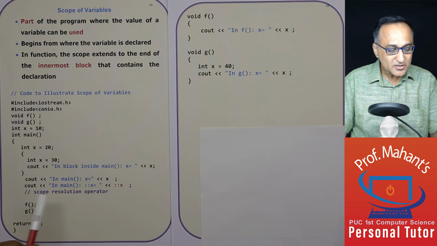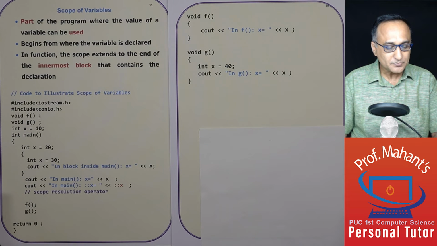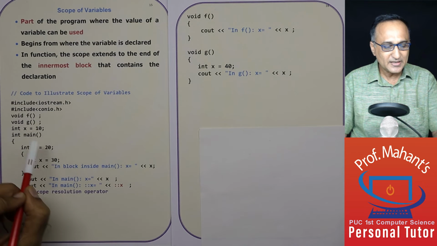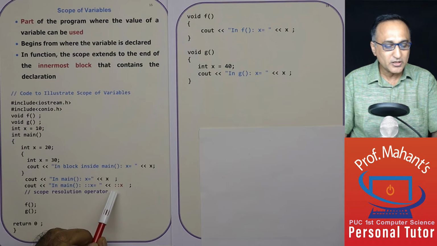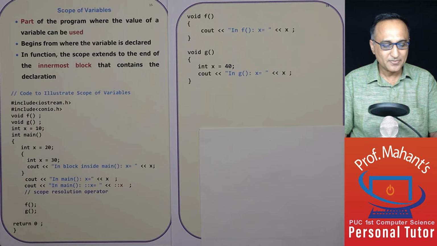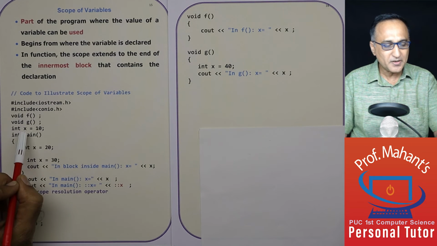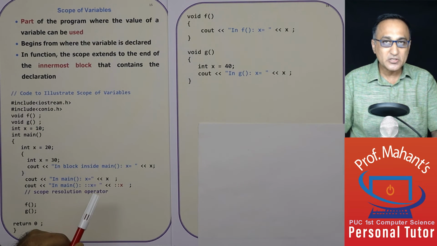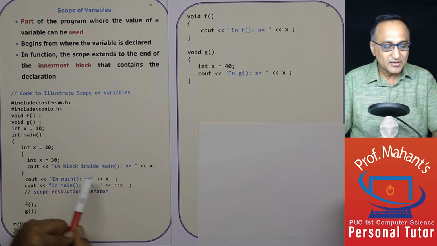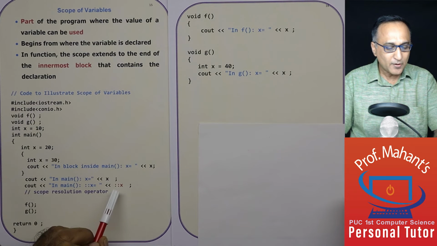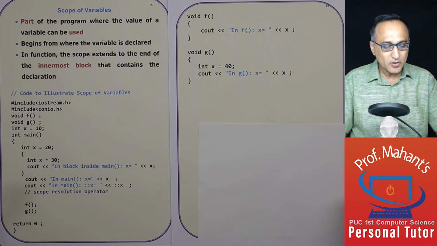Now I'm using a scope resolution operator. In the scope resolution operator, when I'm printing this double colon x, it's going to print this 10 because I'm referring to the global variable x. All right. So this symbol colon colon x is referred to as the scope resolution operator. Here it is going to print the value of the global variable x because I'm clearly indicating I do not want to print the x which is local to main. I want to print the x which is a global variable, so it will print 10. I hope you are clear.